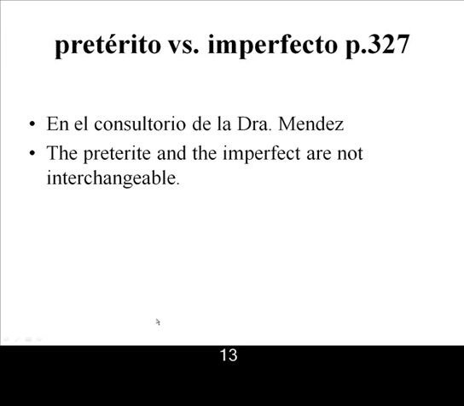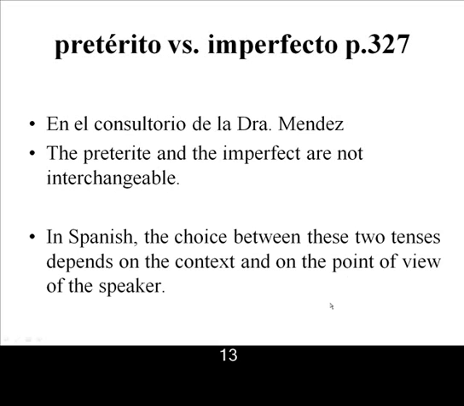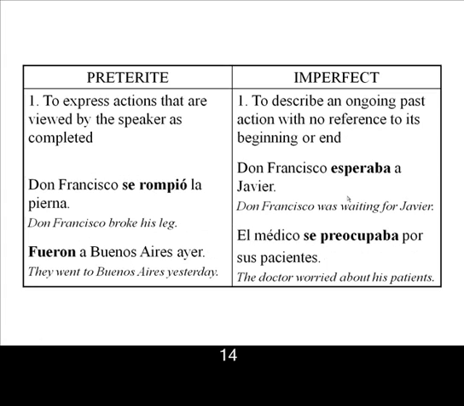Bueno, preterite and imperfect are both past tenses in Spanish, but they're not interchangeable. We need to figure out the context in which we use each different tense. Okay? The choice between the two tenses is going to depend on context and point of view of the speaker.